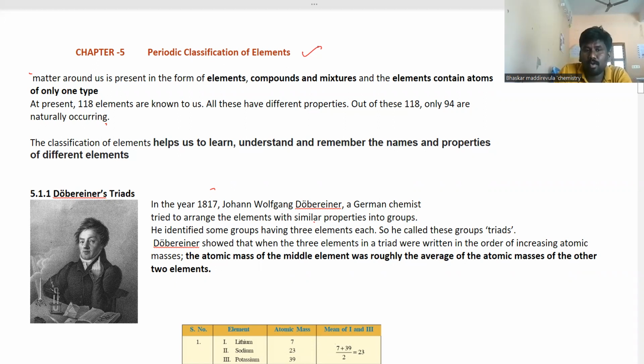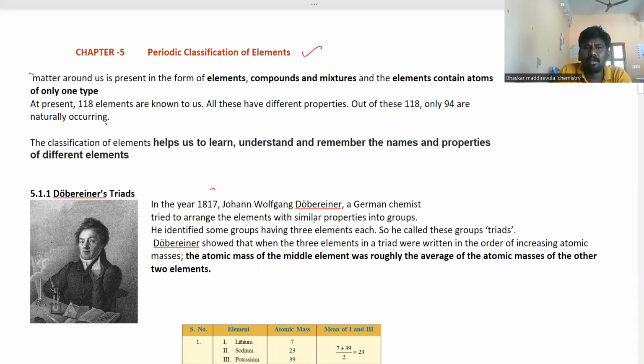On this slide, we're going to cover 3 important topics. That is Dobereiner's triad, Newlands' law of octaves, and Mendeleev's periodic table. These are the 3 topics that we are going to cover from this slide. Okay. First, we'll go through some introduction to the periodic classification of elements.